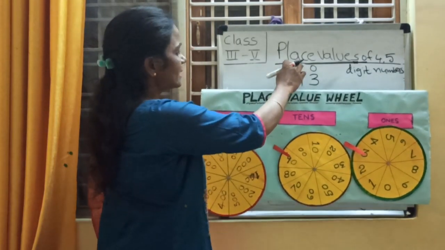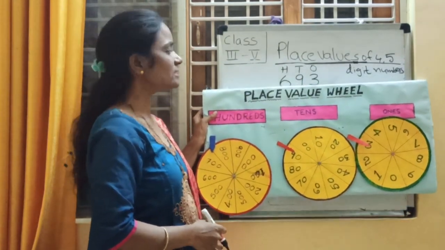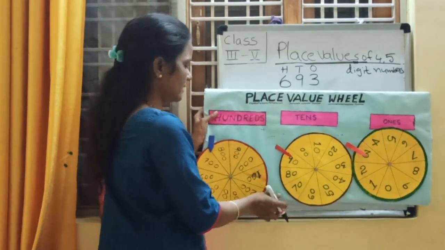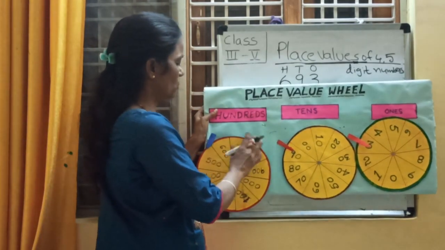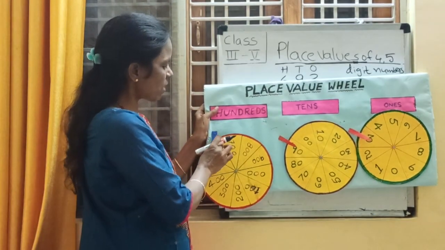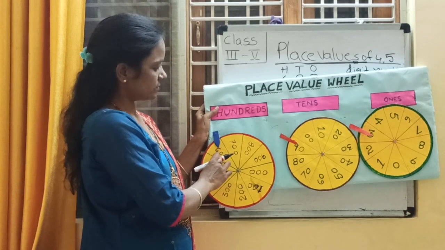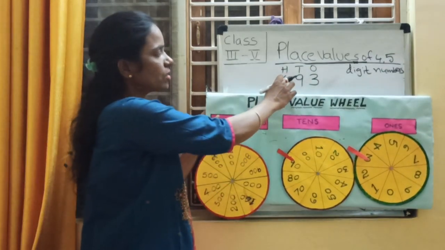Now 6 is in hundreds place. What is the place value of 6? 6 into 100, 600. By rotating the hundreds wheel, we can show its place value. So here this pointer shows the 600. Means 600 is the place value of 6.